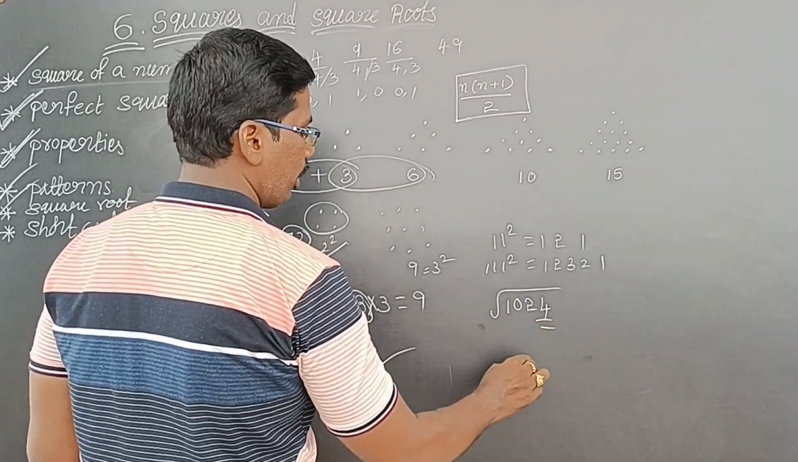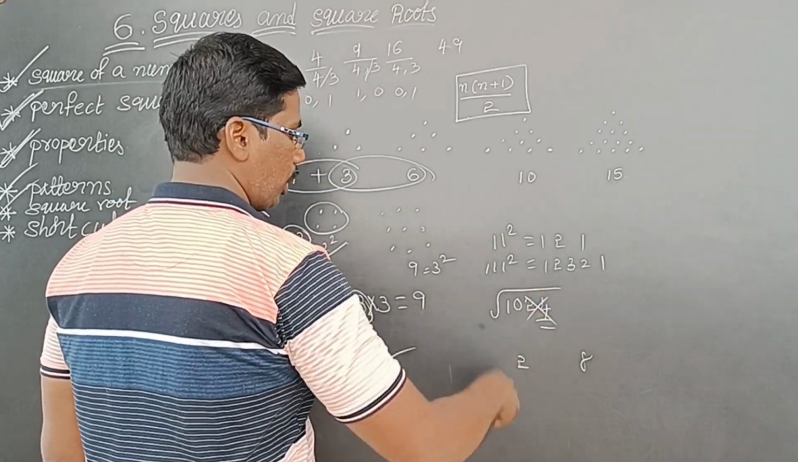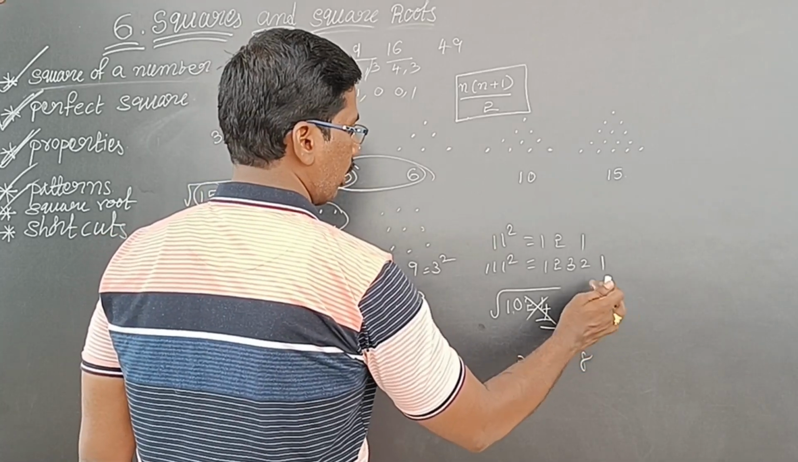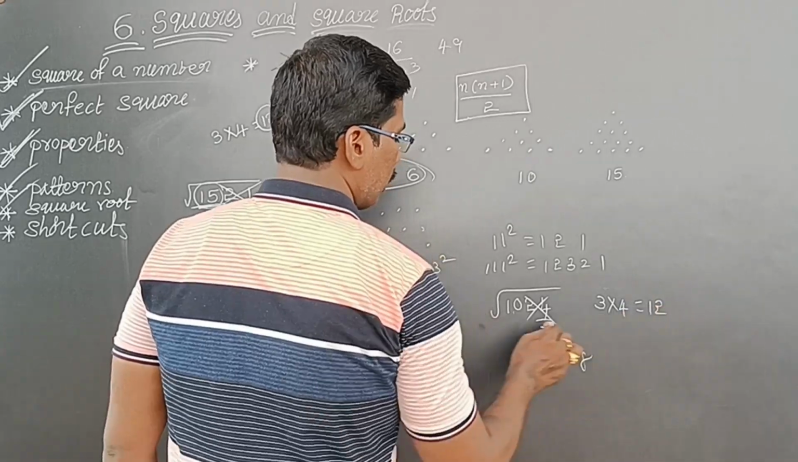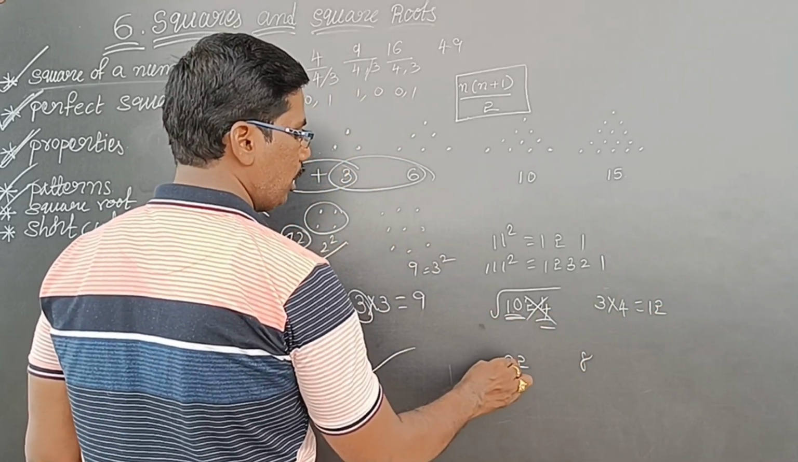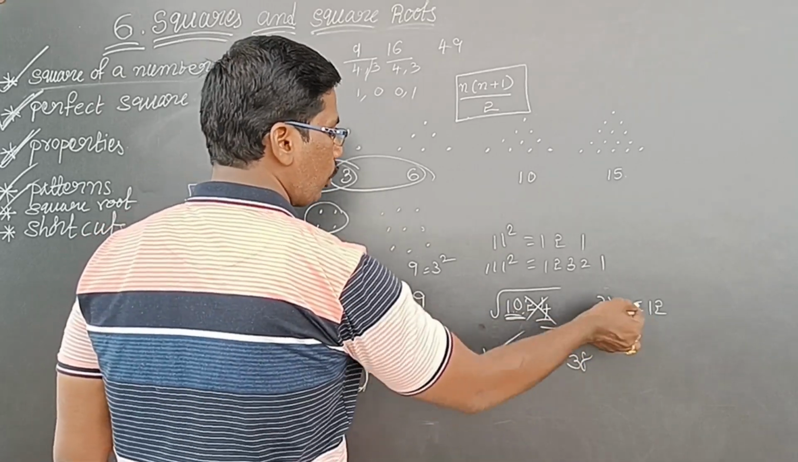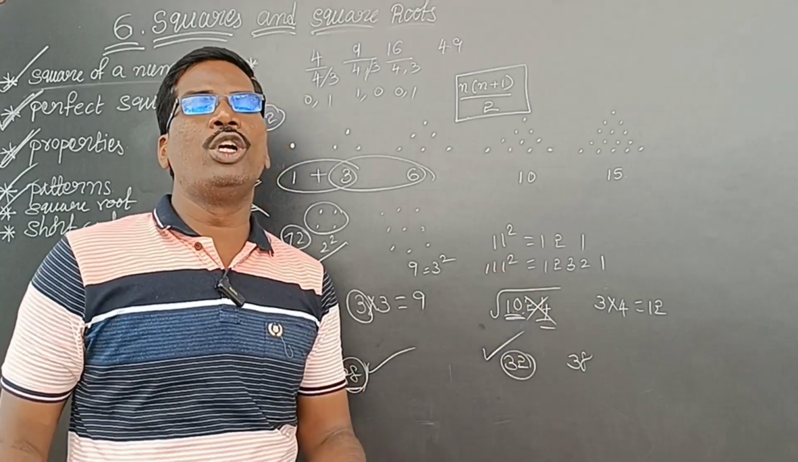Now 4 is there, so definitely it will be 3 or 8. First two numbers cancel. 10 is the nearest to 3 square. So 3 square 9, 3 next number 4, 12. Now 10 is compared to 12, it is very less value. So 32 and 38. So 32 is the least value, because compared to 12, 10 is the least number. So 32 is the answer. So 32 square is 1024.